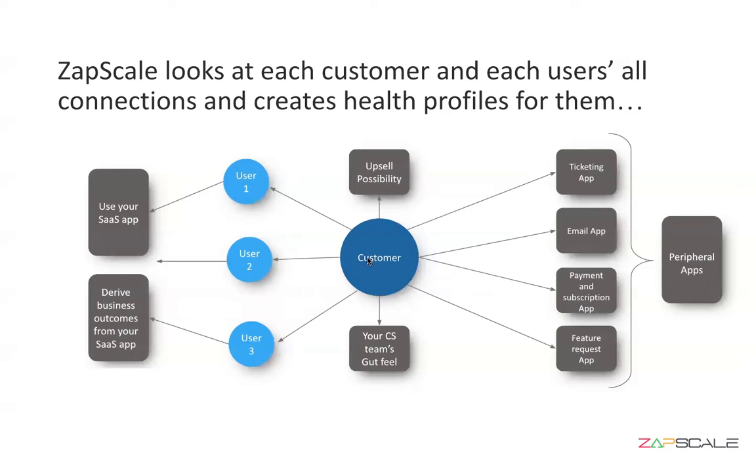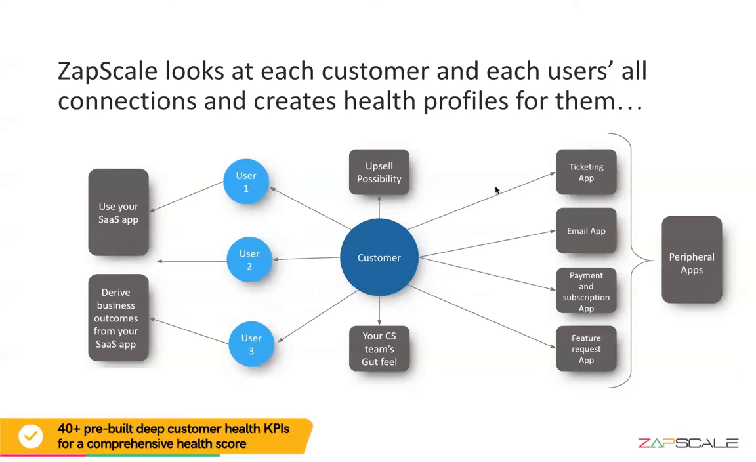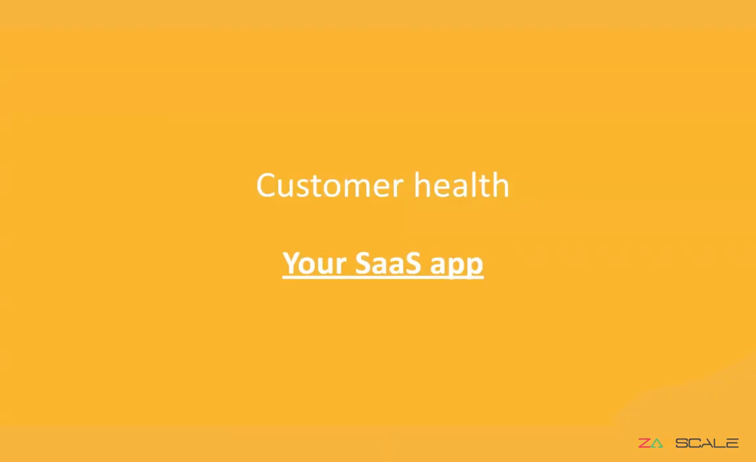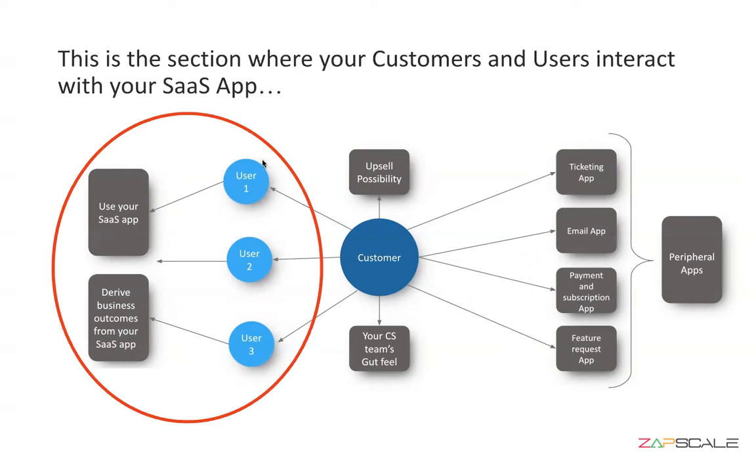So we at ZapScale have divided all these into 40 plus KPIs, which are pre-built, which start acting on each of your customers and your users from day one and give you your customers' comprehensive health score. Now, to do this, let us start with your SaaS app, your product, which your users are using and deriving outcomes from every day. To track this, ZapScale will give you 2 lines of tracking code, which you can just put in the front end of your application. And we would be able to navigate each customer and each user as they use your product and as they derive outcomes. So let us look at each one of them one by one.